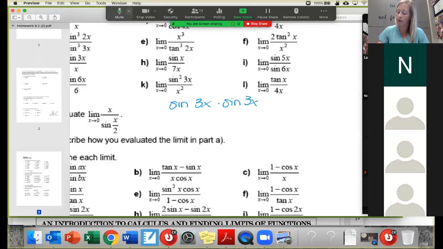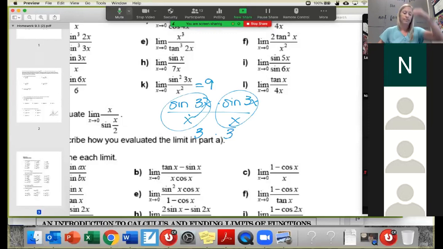X squared is just x times x. So I'm just going to separate those. Now, we just talked about A. Without having to multiply by the 3/3 here, I know that this is going to work out to a limit of 3. This is going to work out to a limit of 3. Therefore, my answer to this question should just be what? 9. Is this kind of helping where we were with this?